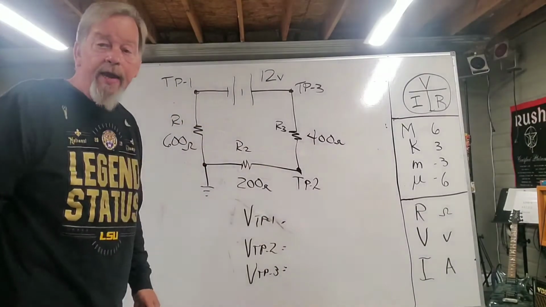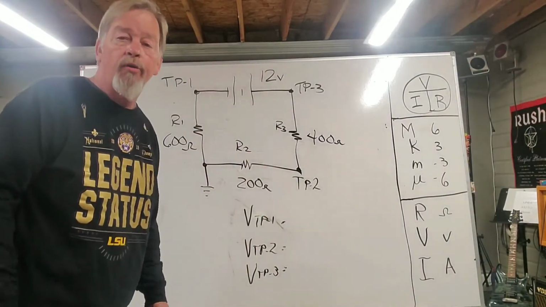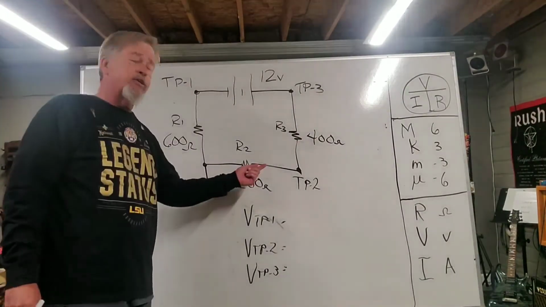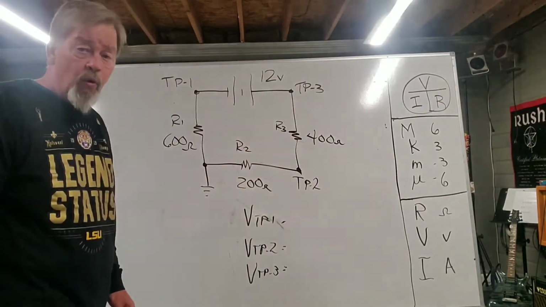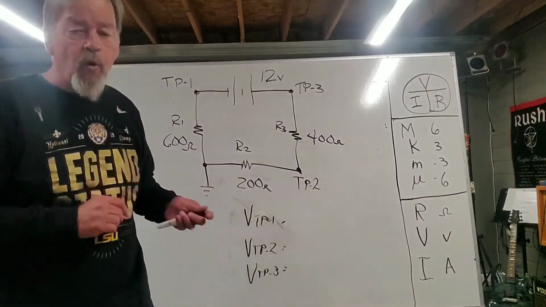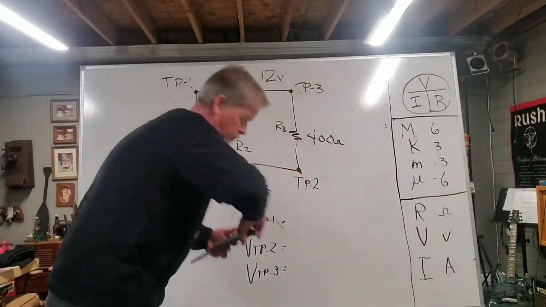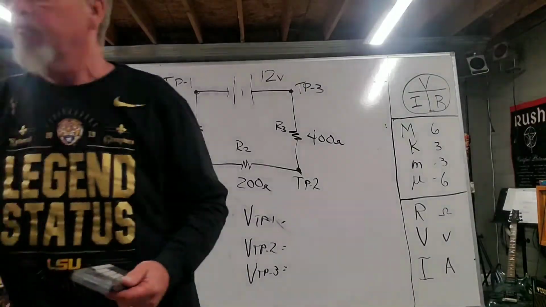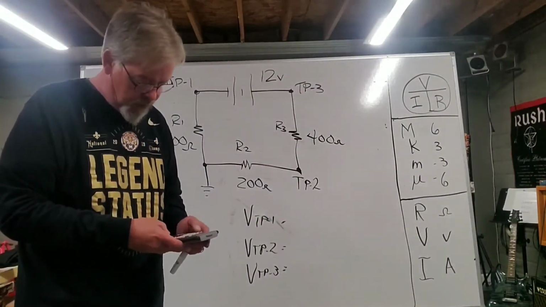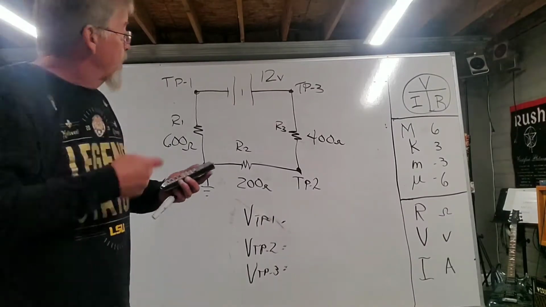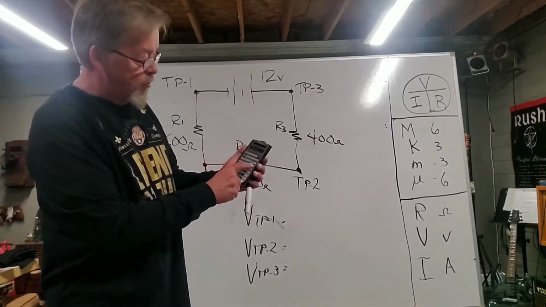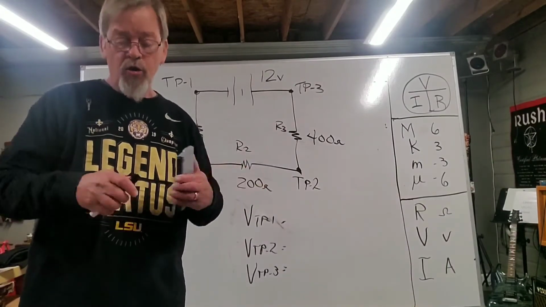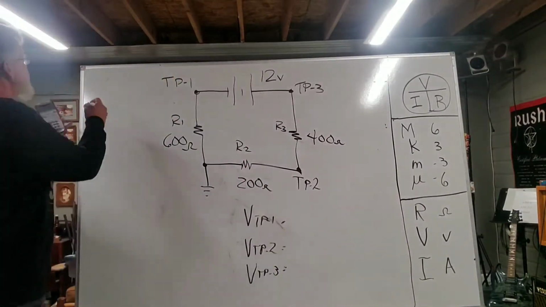But before I can do that, I have to solve for the voltages across R1, R2, and R3, which means I'm going to have to add up all my resistances to get my total resistance. So when I add this up, I can see I got 1.2 kilo ohms. So that 1.2 kilo ohms divided into the 12 volts. So I'm going to take the 12 volts divided by 1.2 kilo ohms, and that gives me 10 milliamps. So my total current in this circuit is 10 milliamps.